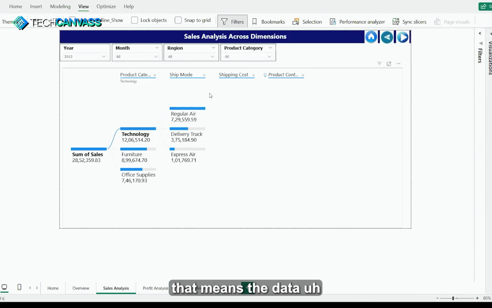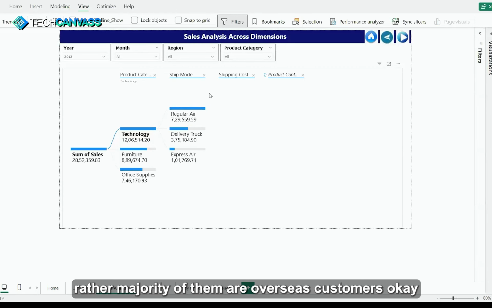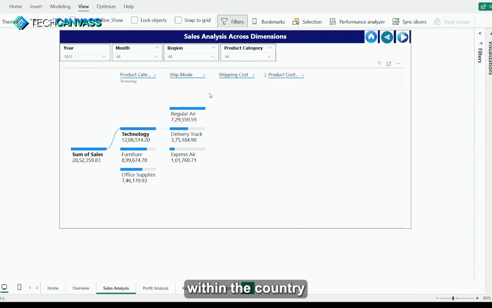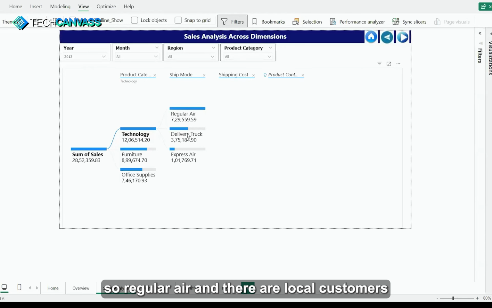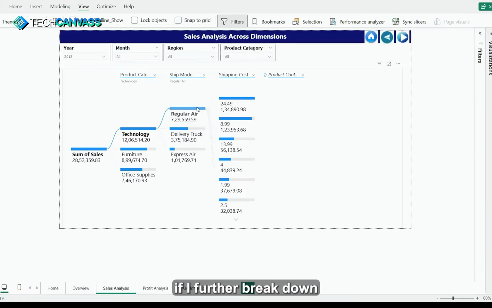That means the customers come not from a local area, rather the majority of them are overseas customers, okay, within the country. So regular air, and there are local customers maybe within a radius of 100 or 200 kilometers. You can see which is getting the product delivered using delivery truck.